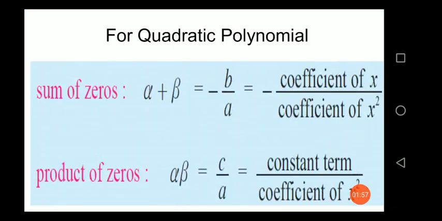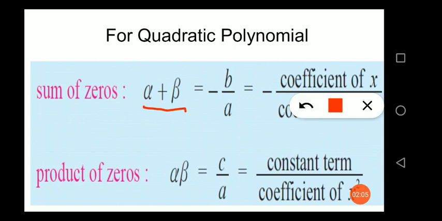Once again, remember it that in a quadratic polynomial, sum of zeros alpha plus beta is equal to minus b by a, and product of zeros, that is alpha into beta, is equal to c by a. And b is coefficient of x, c is constant term, and a is coefficient of x square.